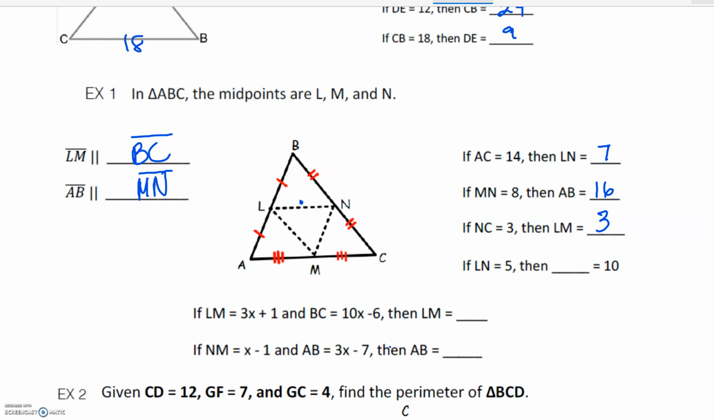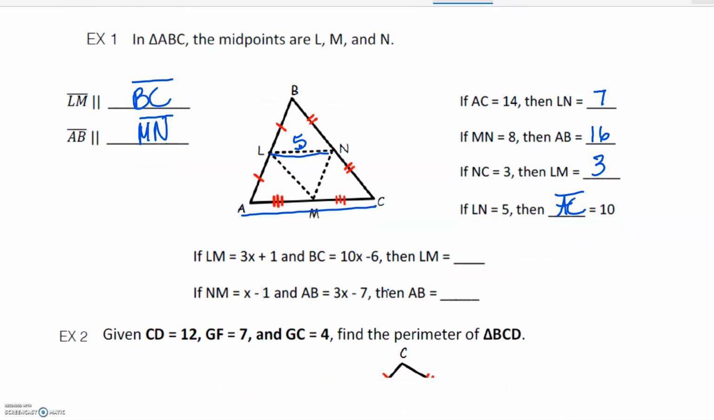And then LN is 5, and then what equals 10? If that's half, then this side would be parallel, so AC would equal 10. It would be double that.